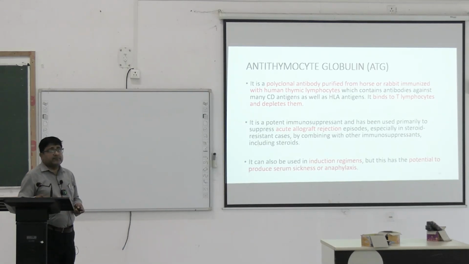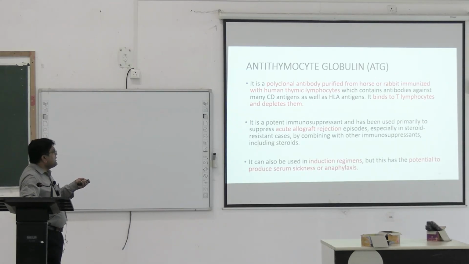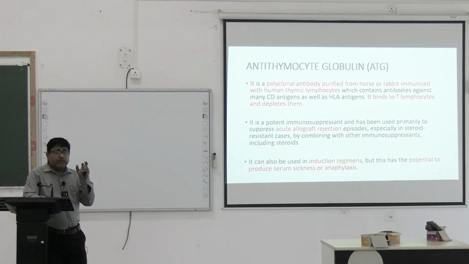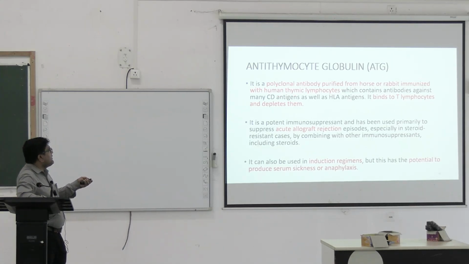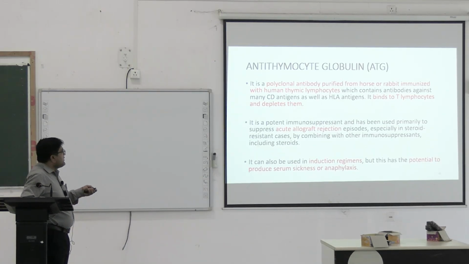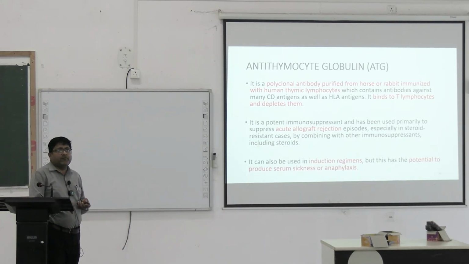Coming to the next, polyclonal antibodies that include anti-thymocyte globulin. It's a polyclonal antibody purified from the horse or the rabbit, immunized with human thymic lymphocytes. It binds to T lymphocytes and depletes them. It is used in acute allograft rejection. What is an allograft?